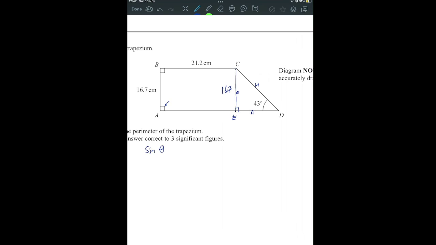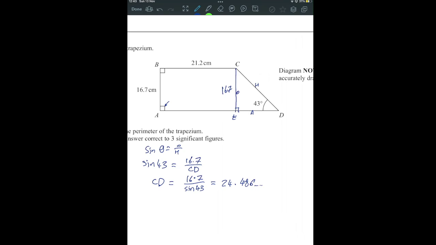But for this one, we just need the O and the H. Well, sine theta is opposite over hypotenuse. Sine 43 equals the 16.7 over our unknown hypotenuse, CD. To calculate the CD, we swap it with the sine, and then we have 16.7 over sine 43, which is giving me an answer of 24.486, and that goes on forever.